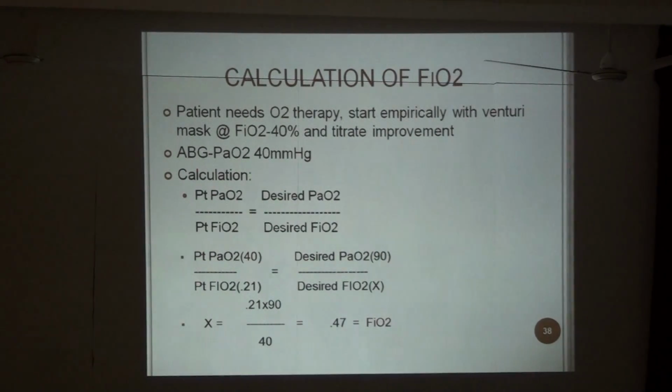If we calculate in this fashion, then your X becomes 0.47. That means you are going to deliver oxygen through a device which can give oxygen at a maximum FiO2 of 0.47 or 0.5. This calculation is very easy. Only your ABG has to be done, and then you apply the values for each of them, get the desired FiO2, and therefore you can choose your particular device and give it to the patient.